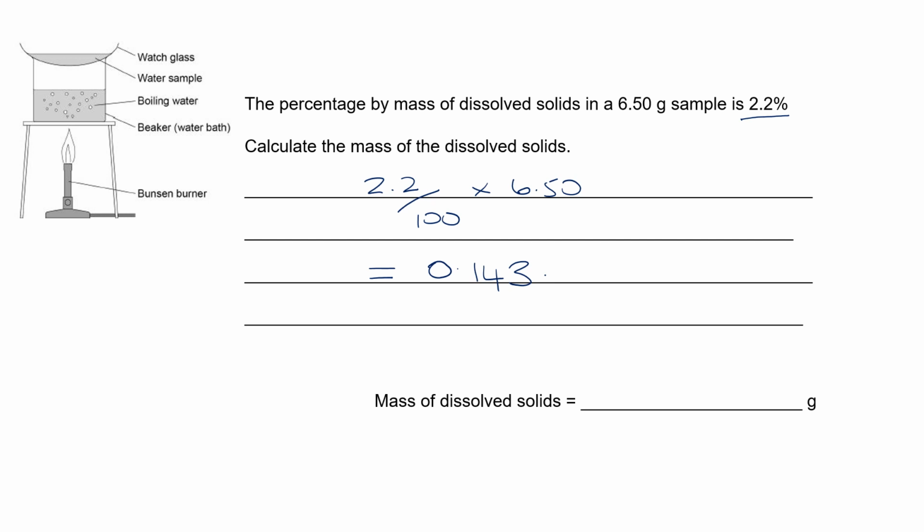Generally though, you would put your answer in the same format as the question. So don't leave it as 0.143. They've only used 2 decimal places in the question. So make sure you keep in that vein and do your answer then as 2 decimal places. So on the line that's provided, 0.14 grams.